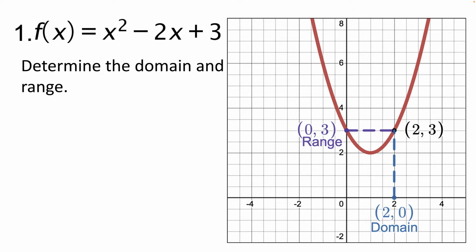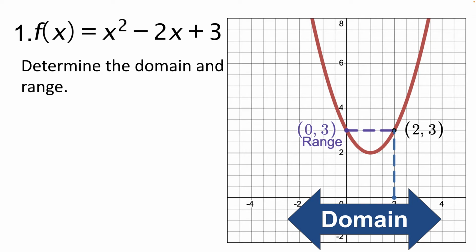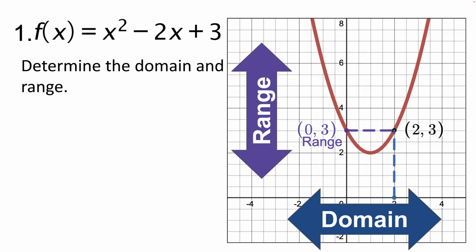2 is one point that's in the domain, but we want to know all the points in the domain. So keep in mind the domain are the x values. And likewise, 3 was in the range, but we want to know all the values in the range. So the range are the y values. Keep that in mind as we go over to Desmos and look at this graph in depth. You can find a link to the Desmos graph in the description of this video.